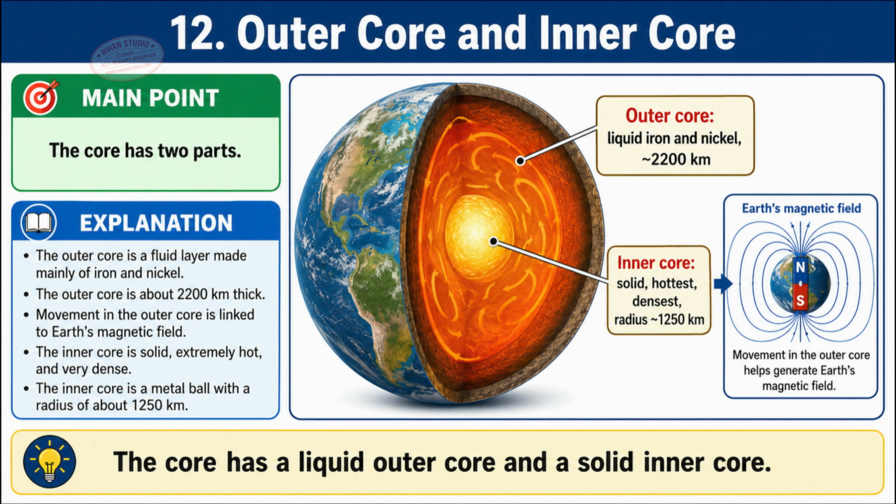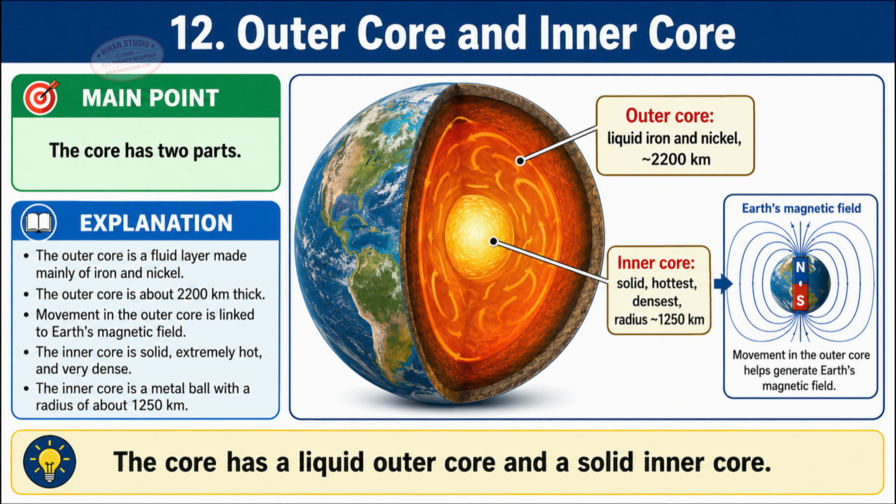The core has 2 parts. The outer core is liquid, fluid, made mainly of iron and nickel, about 2,200 kilometers thick, and its movement is linked to the Earth's magnetic field. The inner core is solid, even though it is the hottest part. The enormous pressure keeps it solid. It is a dense, spinning metal ball about 1,250 kilometers in radius, and the densest part of the Earth.